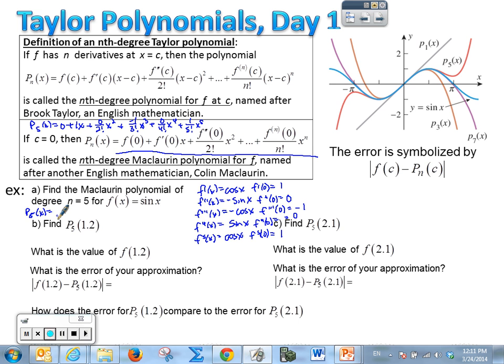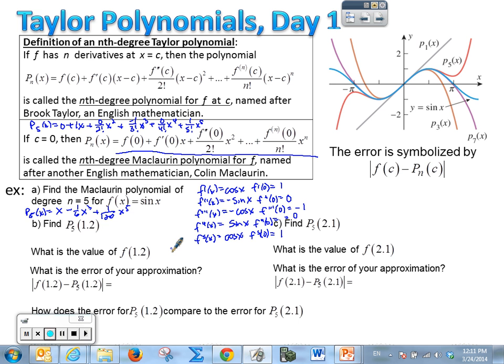P5 of x is going to be, let's see, we have an x, and then that term is wiped out. Then 3 factorial, 3 times 2 times 1, is 6, so we have minus 1/6 x to the third. My fourth degree term is wiped out with that 0. And 5 factorial is 120, so plus 1 over 120 x to the fifth. That is my Maclaurin polynomial, because it's centered at 0. That's my fifth degree Maclaurin polynomial for sine.